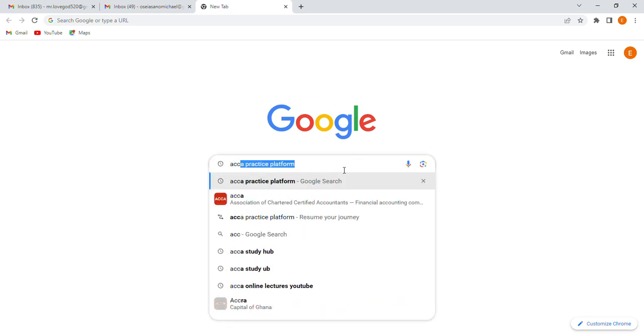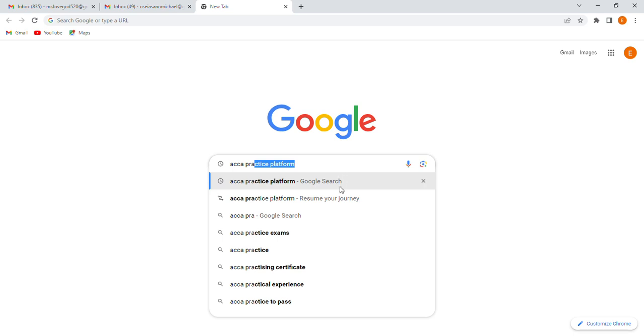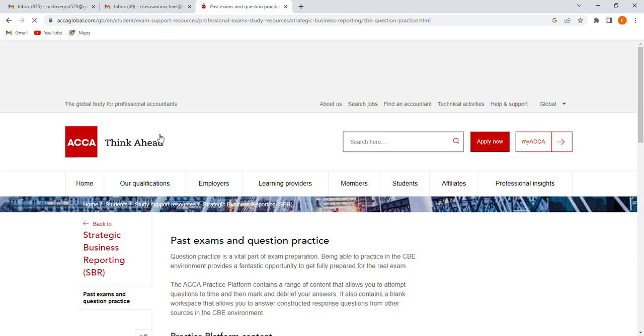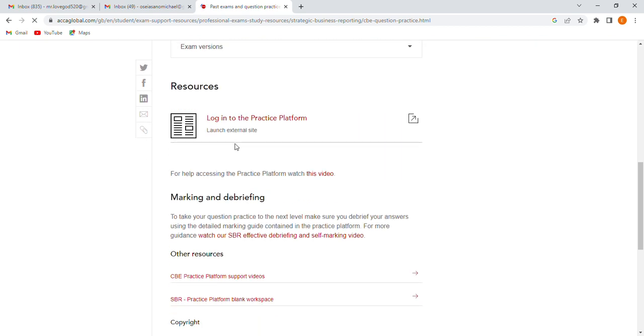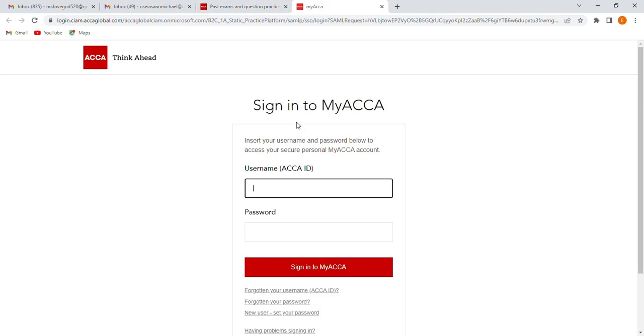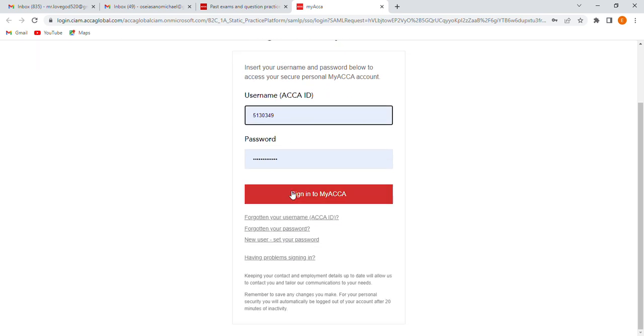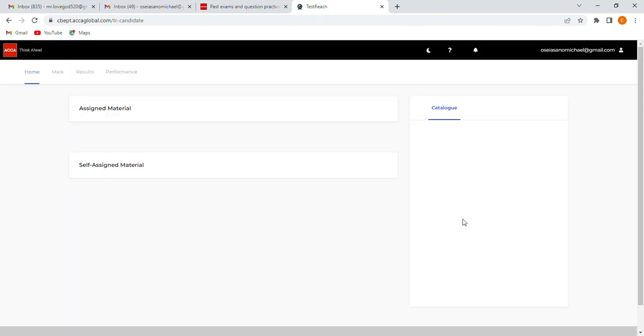Okay, so when you open your Google Chrome, all you need to do is just type ACCA practice platform, right? So with the practice platform, you just click on the link that appears. Scroll down to log in to the practice platform under resources here. So you click on it and it will direct you to that part. So you fill in your details, your ACCA ID and your password, then you sign in. So the page will automatically open for you.